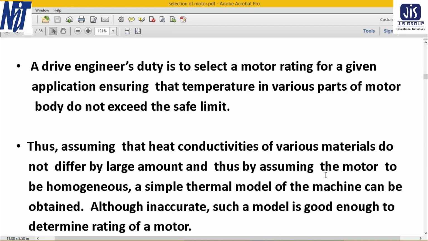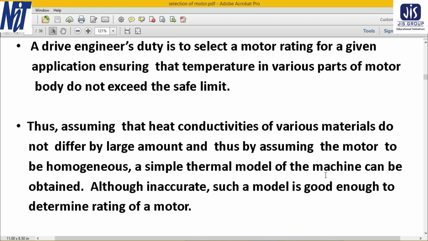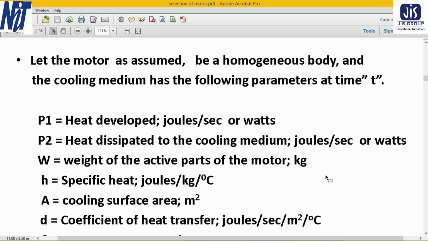But in reality, all the machine parts are made of heterogeneous material. It is not made of homogeneous material. So whatever assumption I have made is inaccurate, but it's good enough for determining the rating of the motor. Otherwise, it is not possible to decide the rating of the motor.